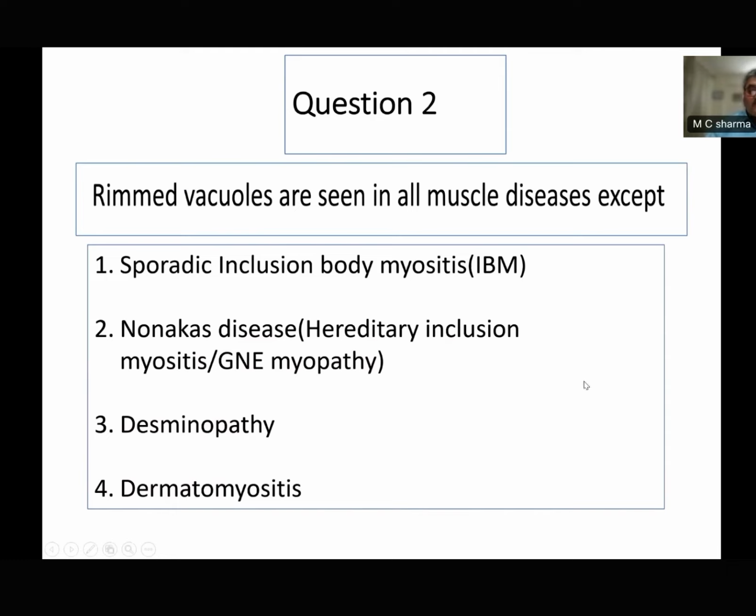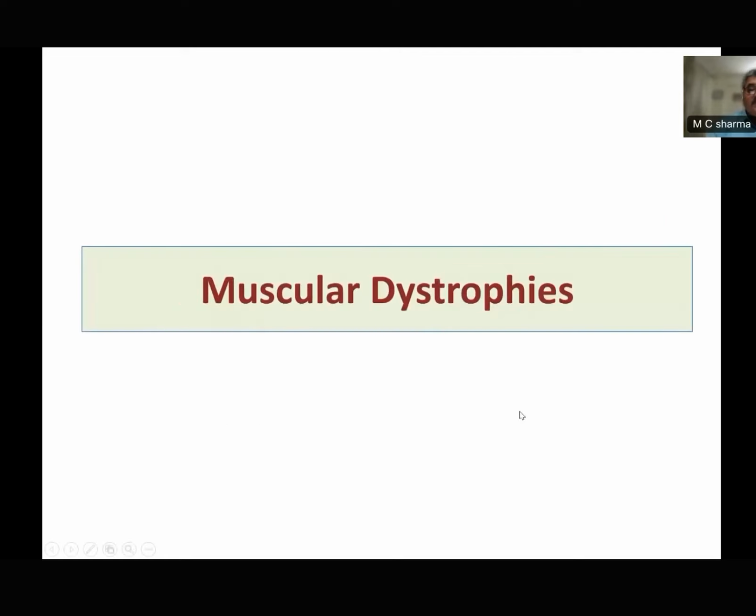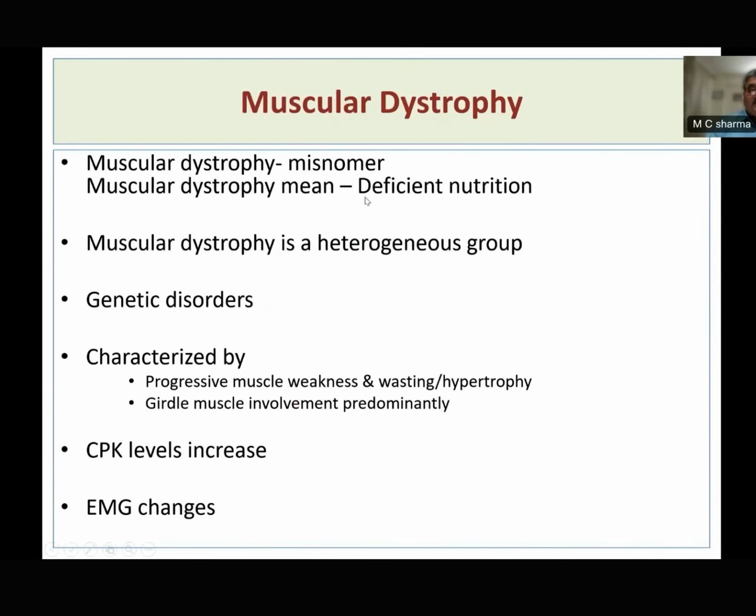So there are variable answers. Some have answered 1, some have answered 2, and another one has answered 4, dermatomyositis. Actually, rimmed vacuoles are not seen in dermatomyositis. All the others show these rimmed vacuoles. Though the second group is muscular dystrophy, it is a misnomer.